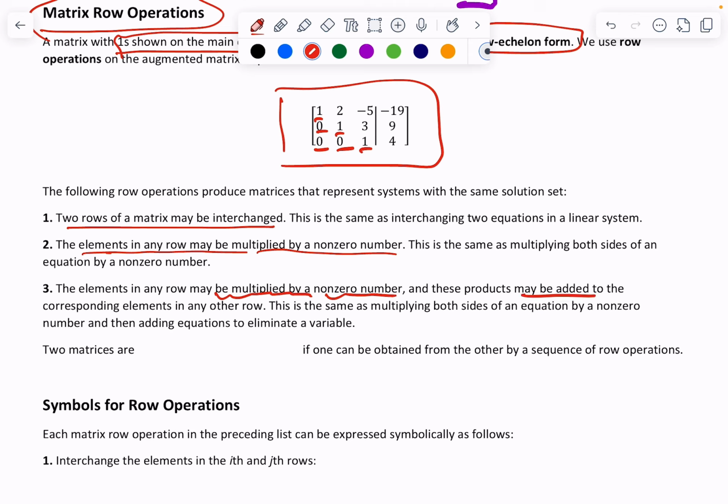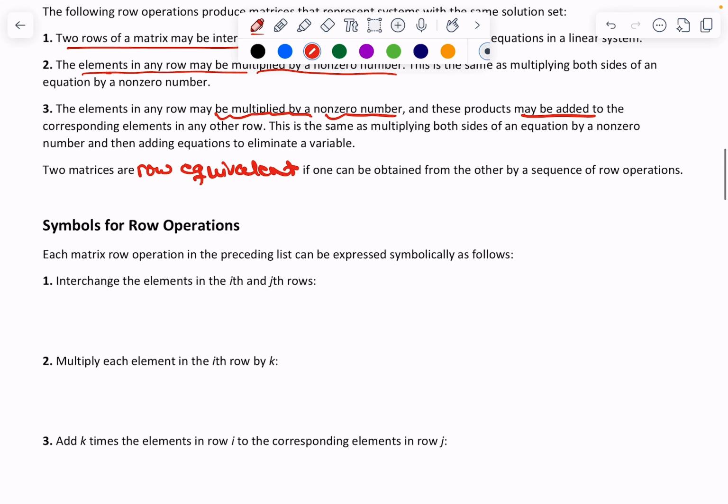This is the same as multiplying both sides of an equation by a non-zero number and then adding equations to eliminate a variable. So two matrices are row equivalent if one can be obtained from the other by a sequence of row operations. Okay, let's look at symbols for row operations. Each matrix row operation in the preceding list can be expressed symbolically as follows.